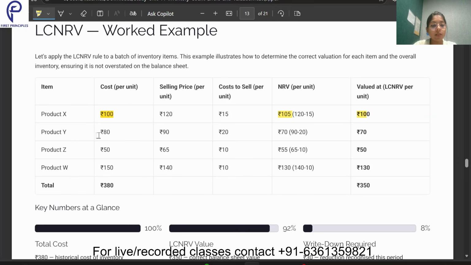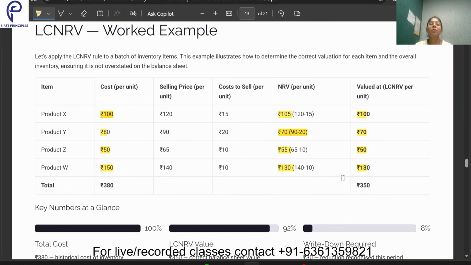Then for product Y, cost is 80, my net realizable value is 70. How did we get it? Selling price minus cost to sell, so 70. Which is the lower of the two? 70 is the lower of the two. So over here NRV becomes my value of the inventory. Then product Z, cost is 50, net realizable value is 55. So which is the lower of the two? The cost is the lower of the two. So this becomes my value of my inventory. Then cost is 150, net realizable value is 130, which is lower of the two? 130. So 130 will become the value of my inventory.